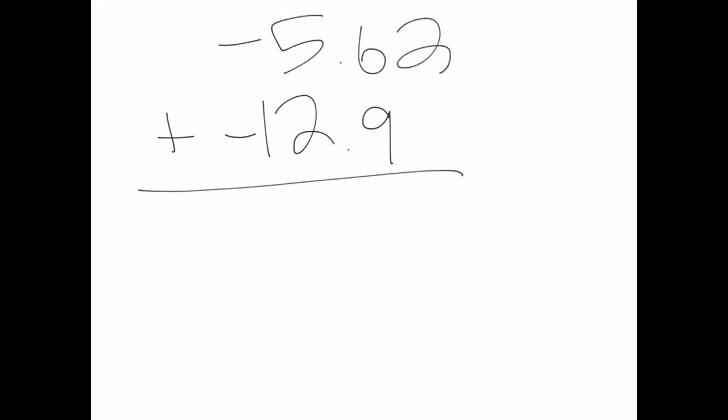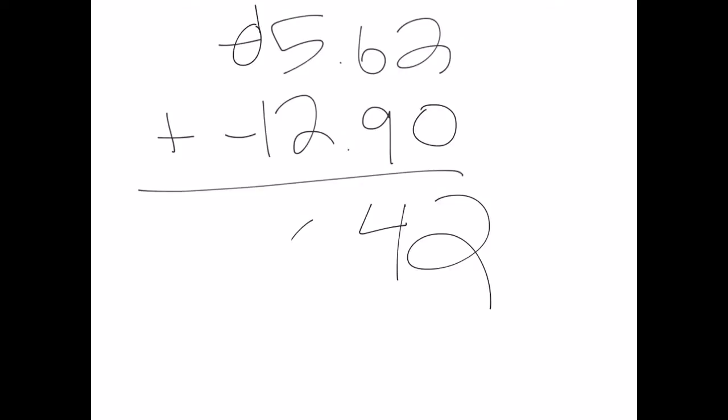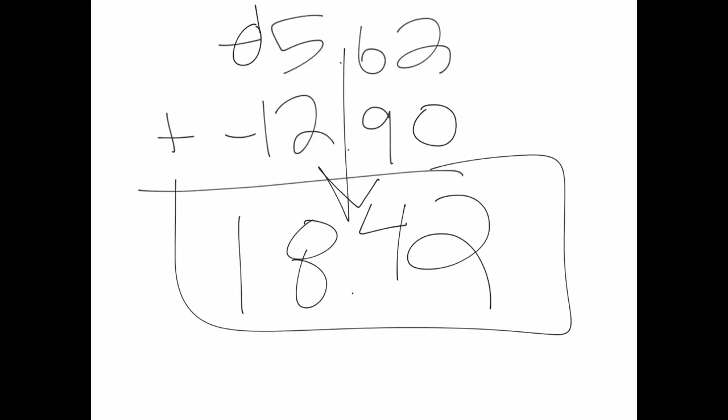To add negative 5 and 62 thousandths and negative 12 and 9 tenths, you are first going to use zeros to cancel out the empty spaces. You are then going to add: 2 plus 0 is 2, 6 plus 9 is 14, 5 plus 2 is 7, plus the carried 1 is 8, and 1 plus 0 is 1. You are going to bring down your decimal place, and that's how you get 18.42.